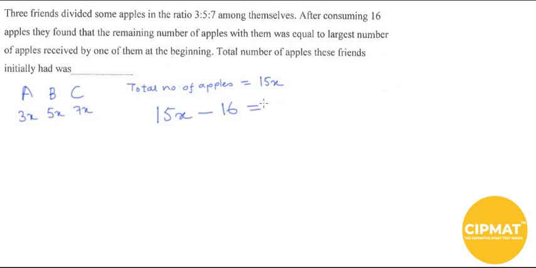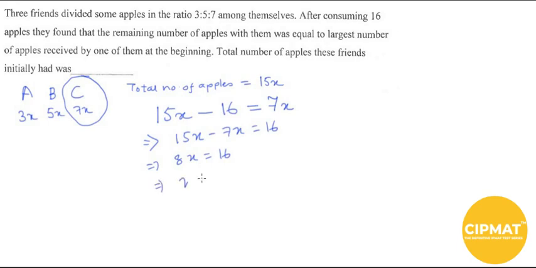Now it says that this is equal to the largest number of apples which is received by one of them at the beginning. In the beginning, who got the largest number of apples? C got the largest number of apples, and that was 7x. So this must be equal to 7x. Now simply solve this equation. You get 15x minus 7x equals 16. You get 8x equals 16. So you get x equals 2 over here.